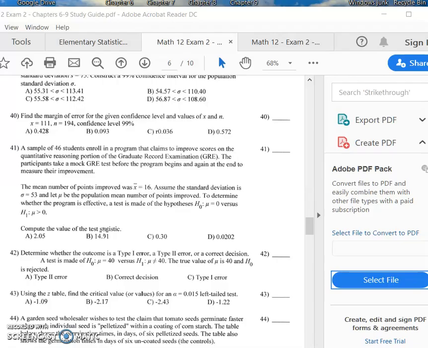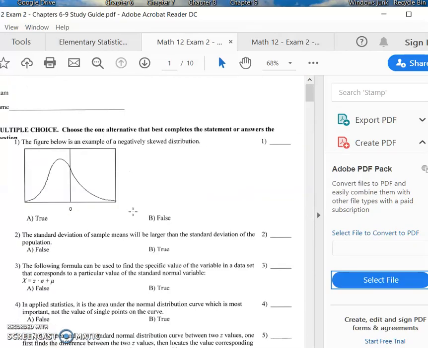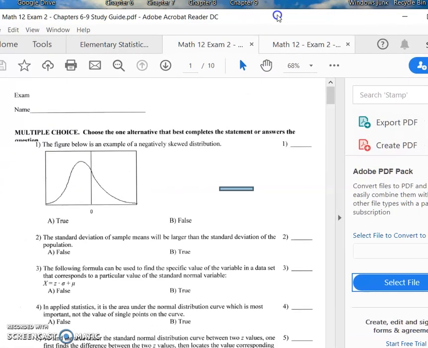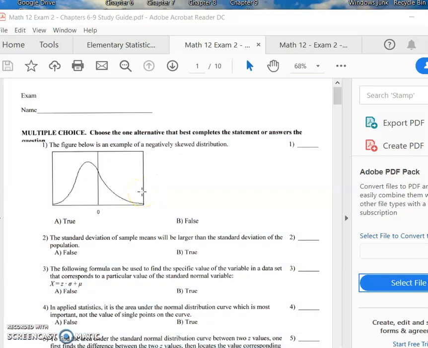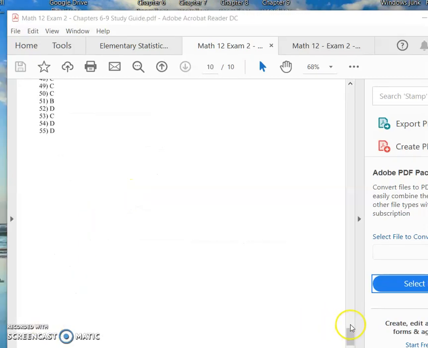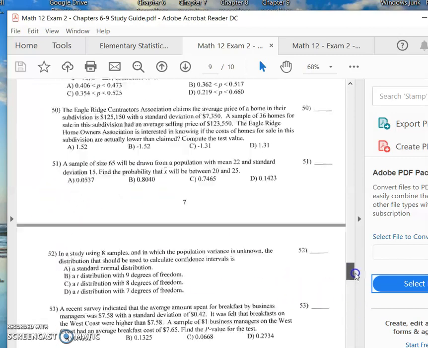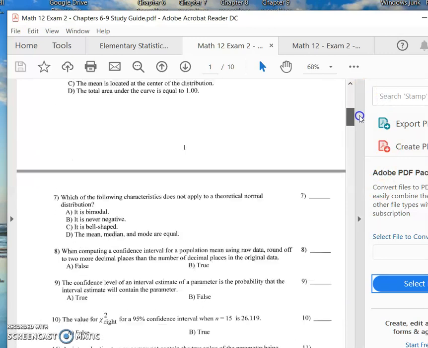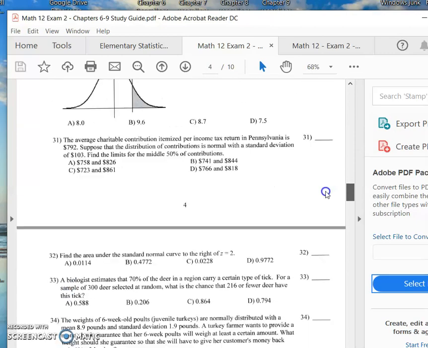So what I did was, give me 1 second here. This is the study guide that I sent out to you. Okay, yes, this is the study guide, and the reason I know that is because it has the answer key in the back. On this study guide, I have a variety of problems. There won't be this many problems on the actual exam, but this just covers all the material.